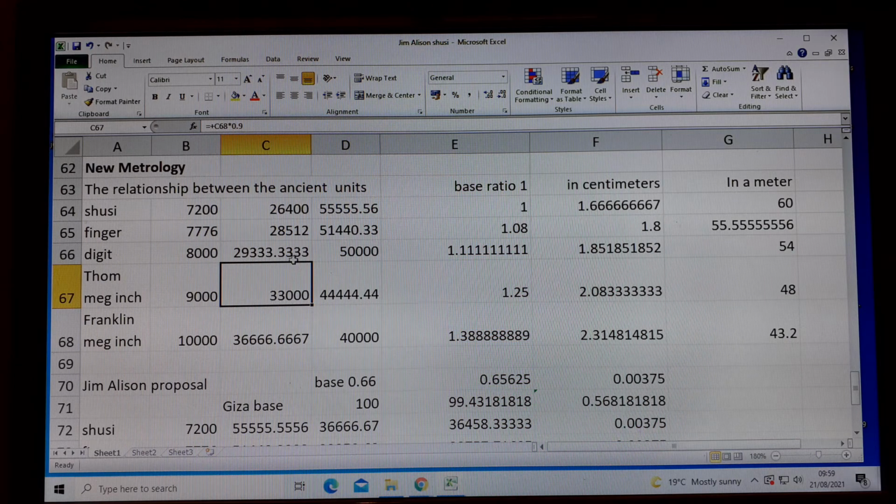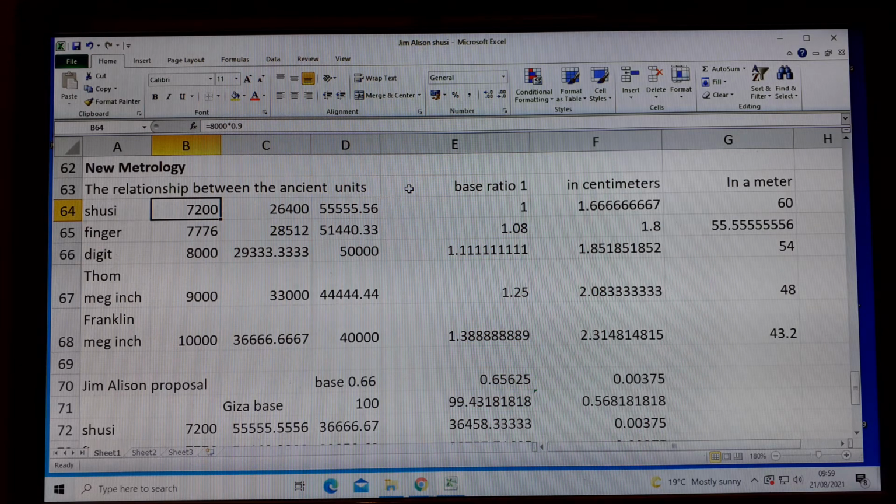Now when we scale down to 8,000, we get a Giza base of 2933.333 units. That's an eclipse month. And when we scale down to the finger, we get 28512 units. And when we scale down to the Shusi, we get 26400 units. So in other words, we're scaling down this number to that one, that one, and that one, and that one against these ratios here. And we can see how these ratios are whole numbers.